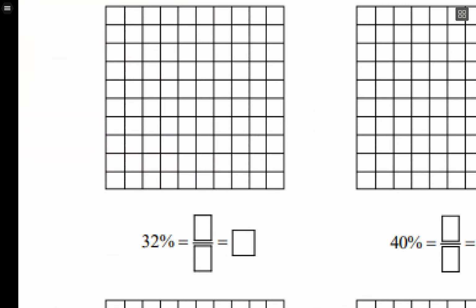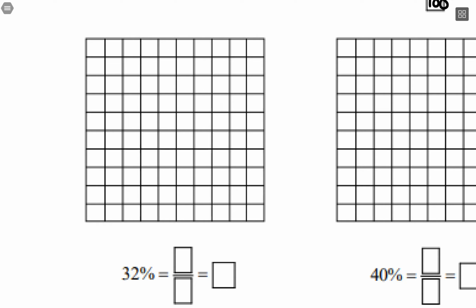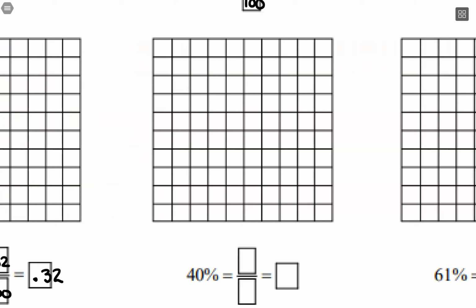All right. Here we're given the percentage, so 32%. Visually we'll have 10, 20, 30, and then 2. So that's 32 out of the 100 squares. And then changing that to decimal, we'll have 0.32. Next, 40%, we'll have 10, 20, 30, 40. So we'll have 40 out of the 100 squares, which means this will be 0.4. You could write 0.40, that's also correct, but you could just leave it as 0.4 as those are the same value.